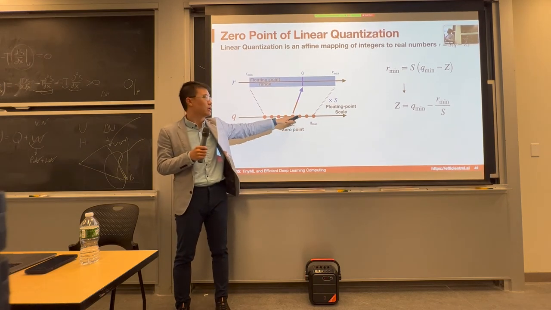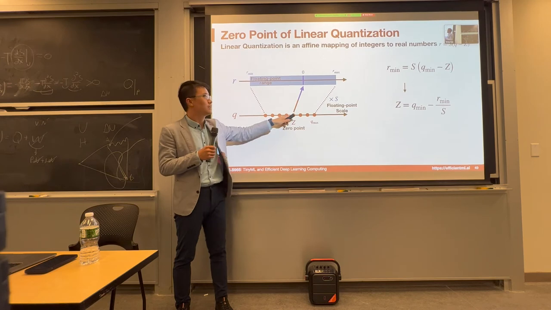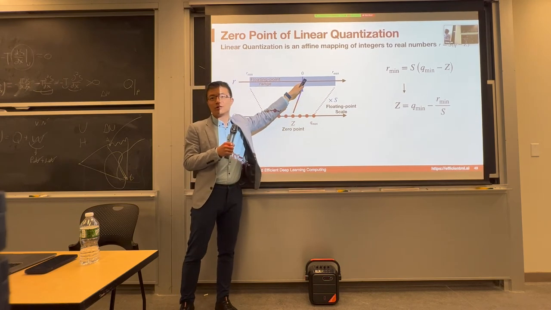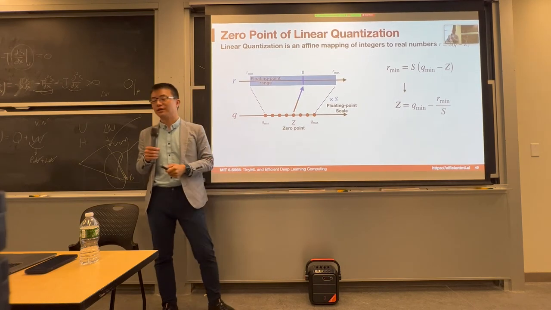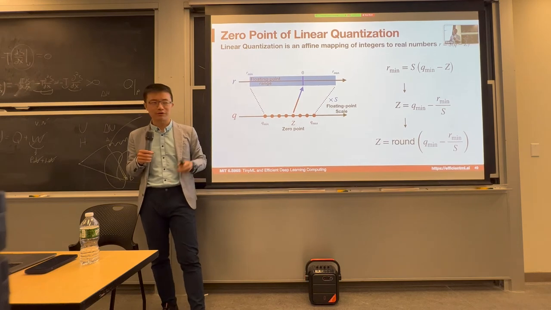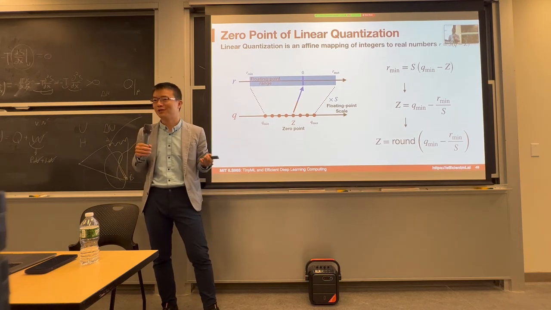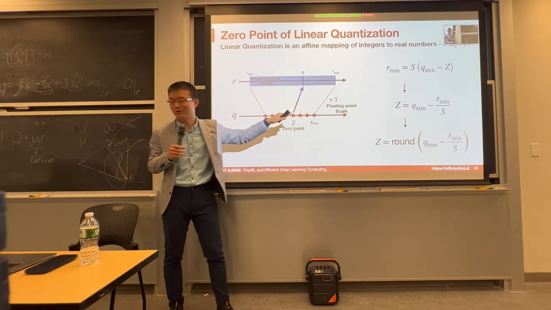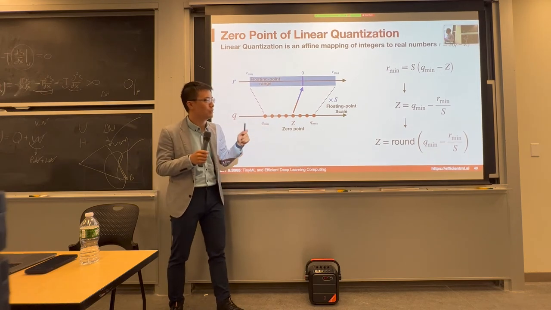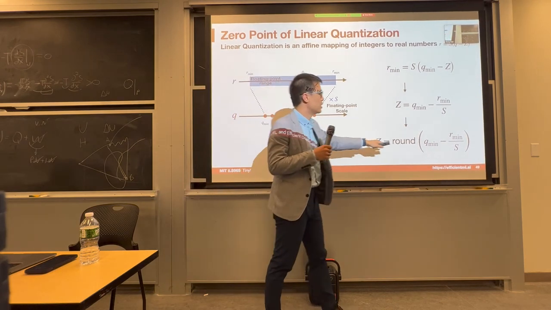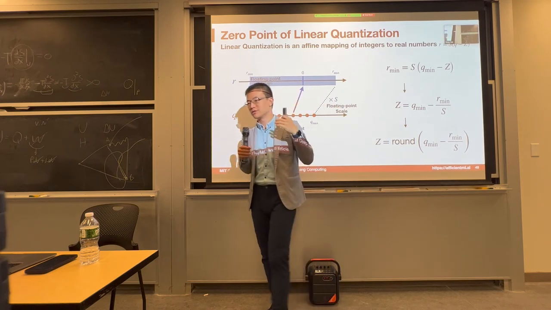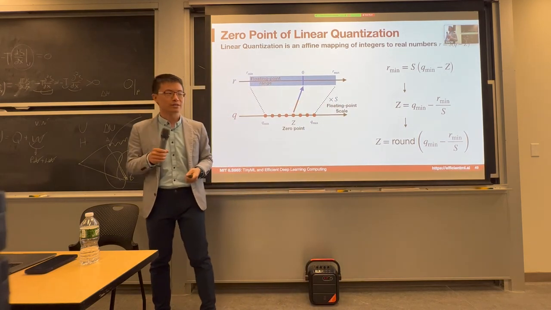What is special about Z among all these points? Z will be mapped to zero. That's the definition of the zero point. It's very simple math, but I want you to have the intuition, not only the math. Z will be mapped to zero, and we round this value since we are using an integer. We want to make sure this is an integer.